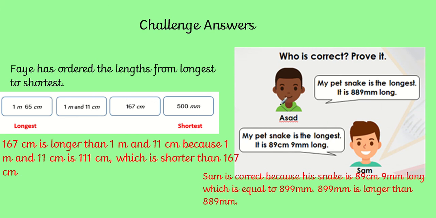And then this question here, who is correct? Assad says that his pet snake is the longest because it measures 889 millimetres. Sam says that his pet snake is the longest because it is 89 centimetres 9 millimetres long. We know that Sam is correct because his snake is 89 centimetres 9 millimetres, which is equal to 899 millimetres, and 899 millimetres is longer than 889 millimetres.